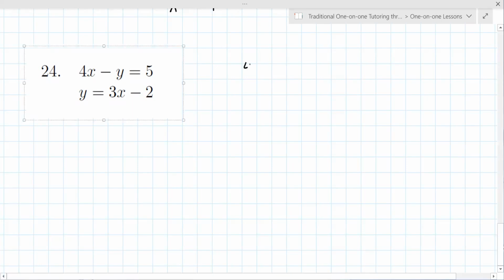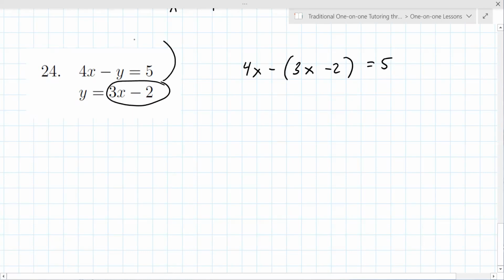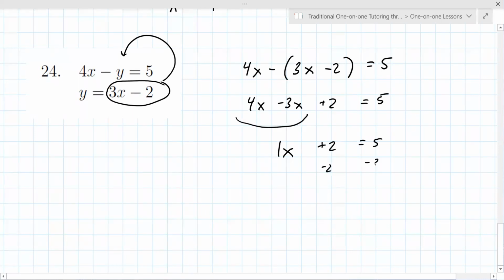So this would be 4x minus parentheses 3x minus 2 equals 5, because you're taking this and putting it back in there. And so it becomes 4x minus 3x plus 2 equals 5. So these two combine to make just 1x, or x plus 2 equals 5. Subtract 2 from both sides, and x equals 3. Since I don't see your work, do you see where maybe it was just a sign error or something small? Yeah. Okay, fantastic.